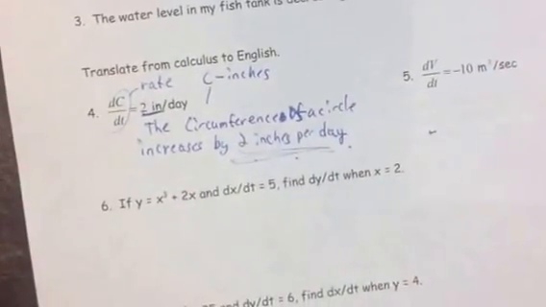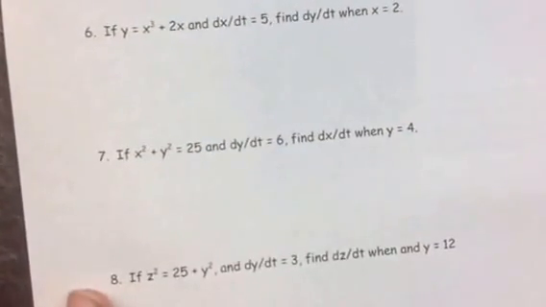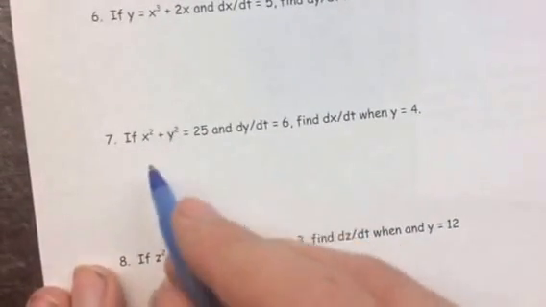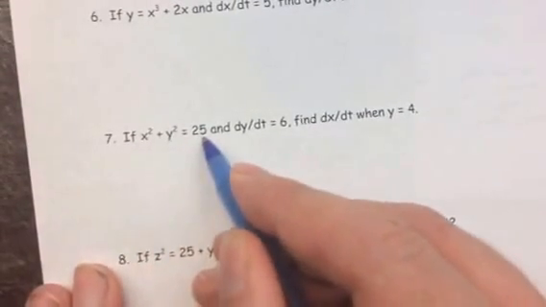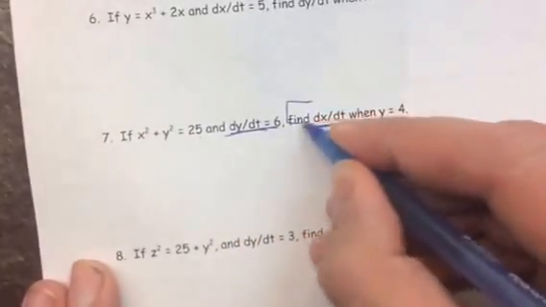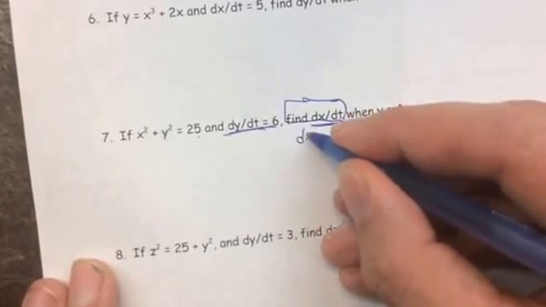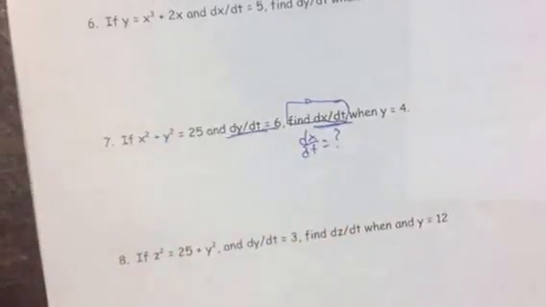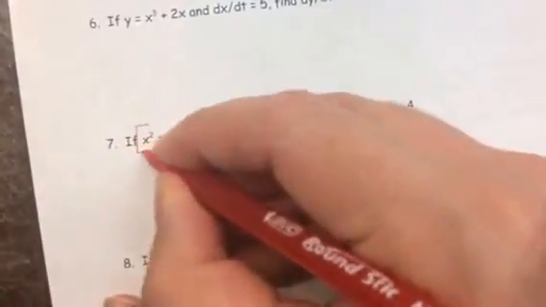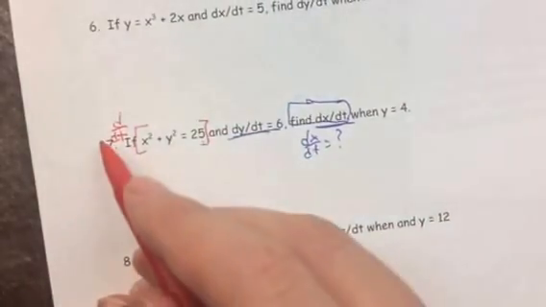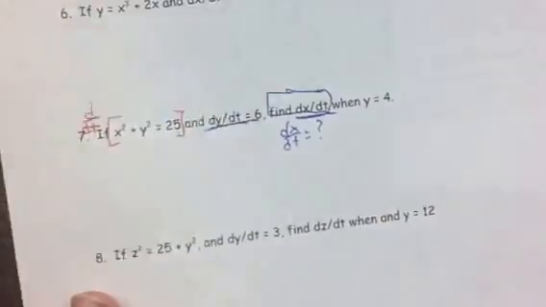All right, so let's look at some algebra, how we do this, like use some calculus in an algebraic way. Let's do number 7. If x squared plus y squared equals 25 and dy/dt equals 6, find dx/dt. So this is what they're looking for. We want to find what dx/dt is equal to, and in order to find dx/dt, we need to take the derivative of this entire equation with respect to t. So we're going to do d/dt, the derivative with respect to time on the whole equation.